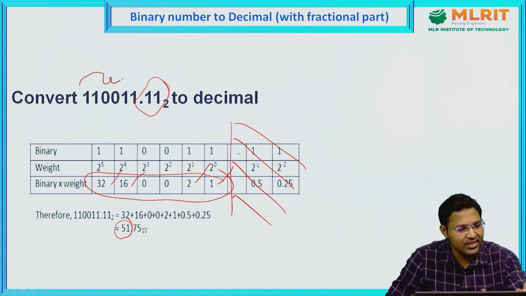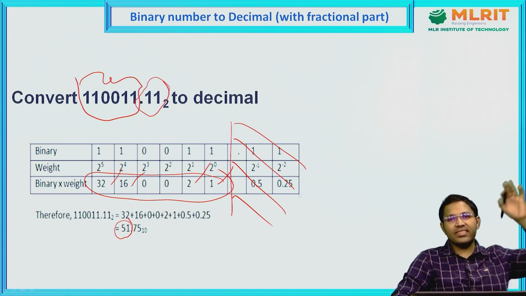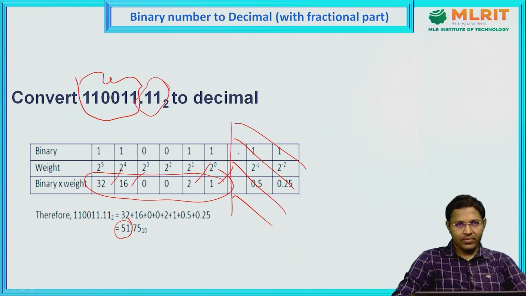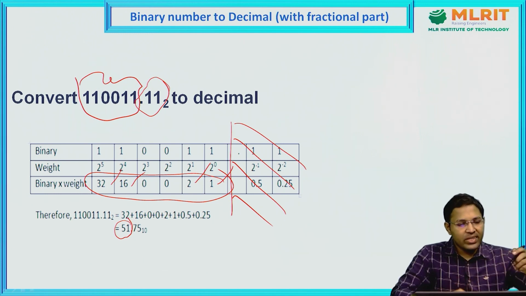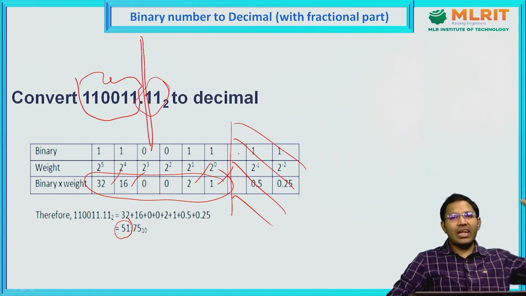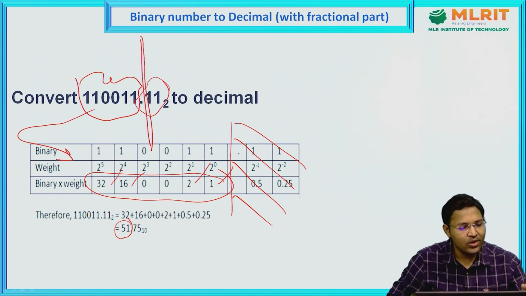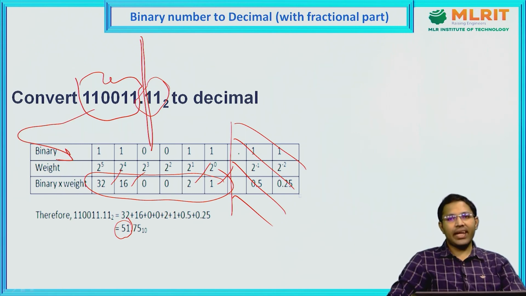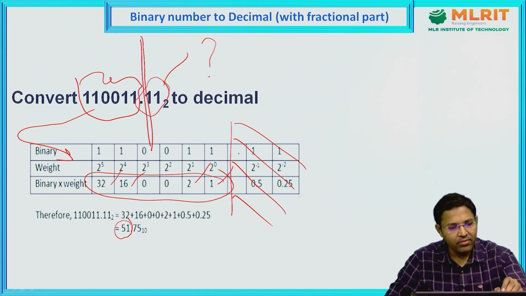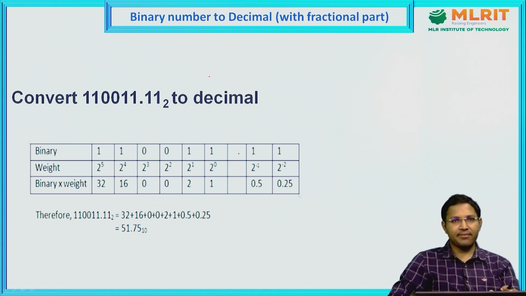Okay, the non-fractional part computation is same as what we have seen in the previous case, right? So the way we are going to compute this is, we are going to divide this into 2 parts. To the left of point, to the right of point. The non-fractional part, we will use the same method as we have seen in the previous video. For the fractional part, we have to do a slightly different technique, and that is what we are going to discuss next.